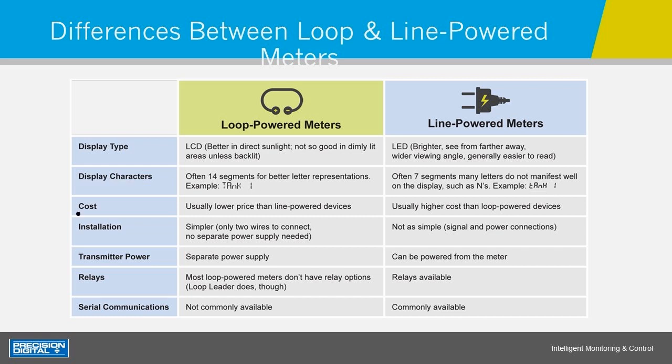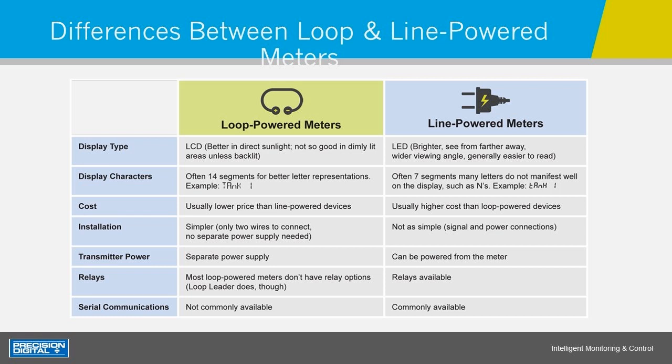Cost is a big factor. Loop-powered meters are generally less expensive than their line-powered counterparts. The loop-powered meter doesn't have a big expensive power supply with transformers, et cetera, in there, whereas the line-powered meter does. So that line-powered meter is just going to cost more than its loop-powered counterpart.